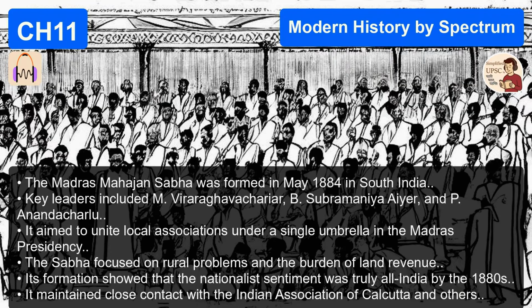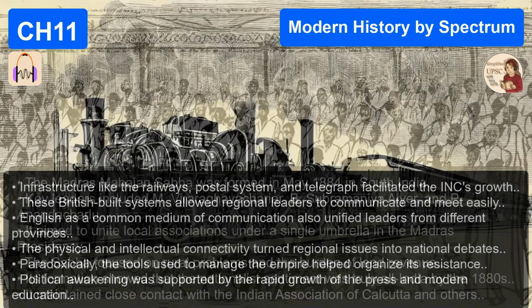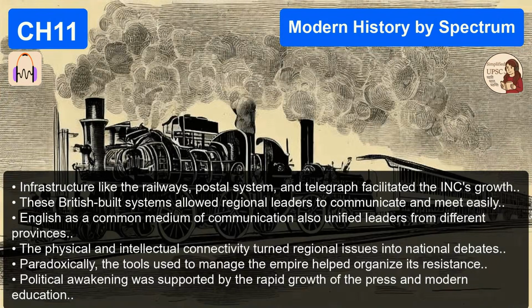Gokhale argued, look, we weren't naive. We knew exactly who Alan Octavian Hume was. We knew he was British. But we also knew the political reality of 1885, which was that if a group of Indians tried to launch an all-India political organization entirely on their own, the British government would have crushed it instantly. They would have seen it as a threat and banned it immediately. They would have branded it seditious, arrested the leaders, and that would be the end of it.